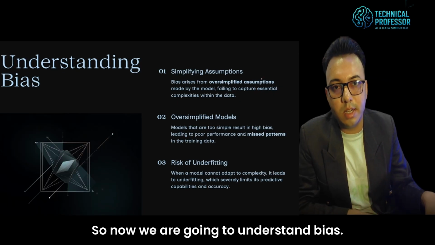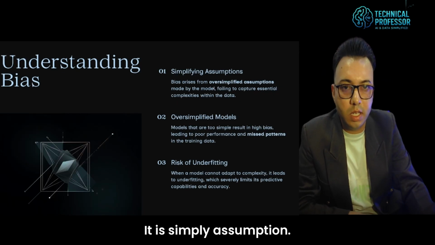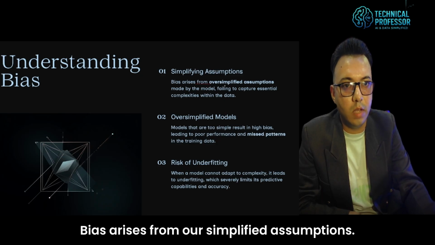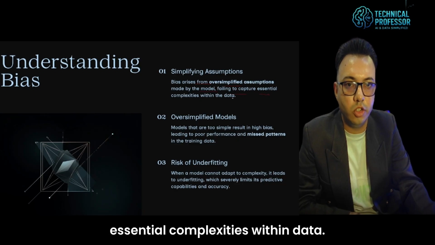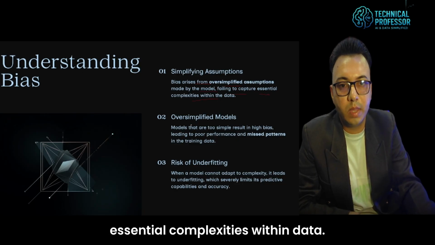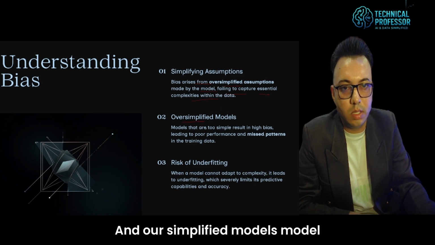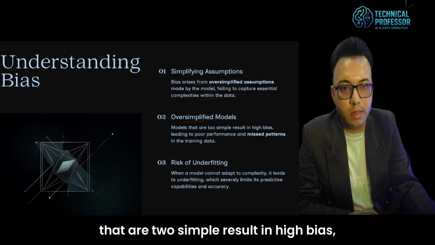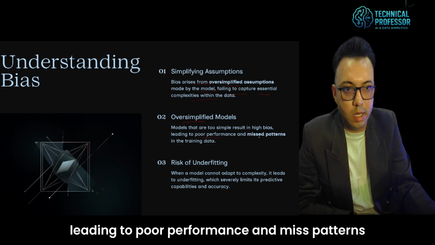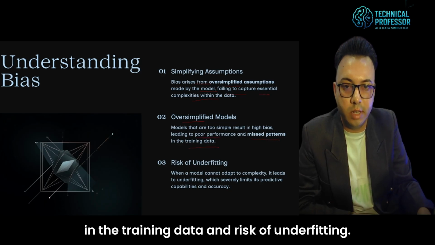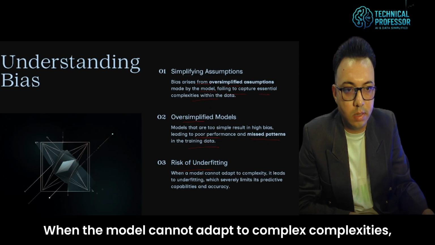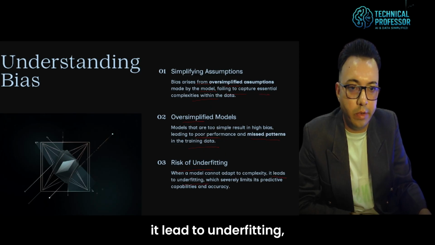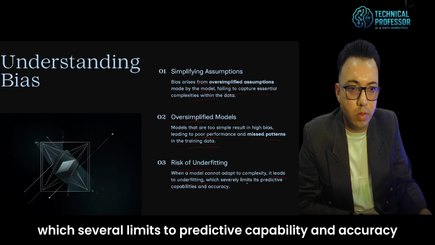So now we are going to understand bias. It is simply assumption. Bias arises from simplified assumptions made by the model, failing to capture essential complexities within the data. Models that are too simple result in high bias, leading to poor performance and missed patterns in the training data. And the third one is the risk of underfitting. When the model cannot adapt to complexities, it leads to underfitting, which severely limits its predictive capability and accuracy.